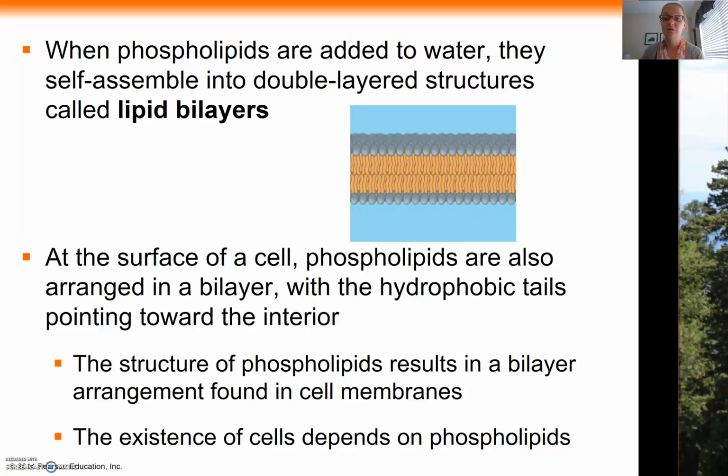And this general structure, this phospholipid bilayer, is really the basic component to any cellular membrane, whether it's the actual cell membrane or an organelle membrane. This is the basic structure. And so really the existence of cells depends on phospholipids. If we didn't have phospholipids that could form this bilayer and form this boundary between two aqueous solutions, the inside of the cell and the outside, cells wouldn't exist as we know them today.